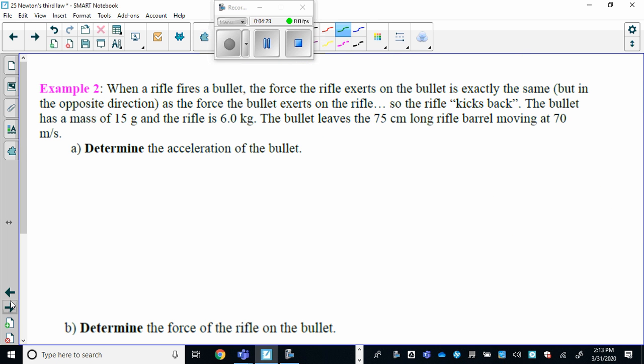Example 2 says a rifle fires a bullet. The force the rifle exerts on the bullet is exactly the same, but in the opposite direction.